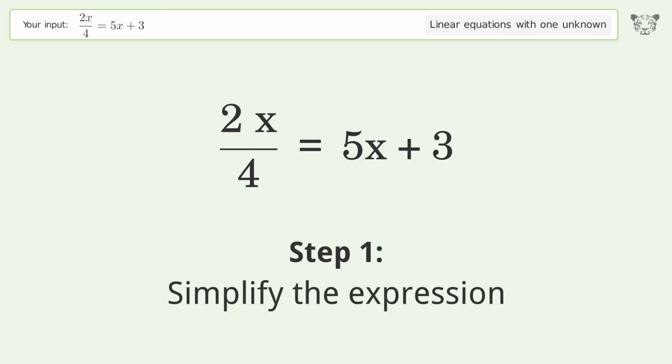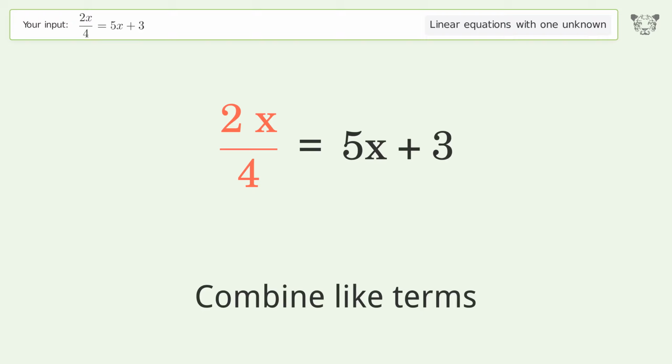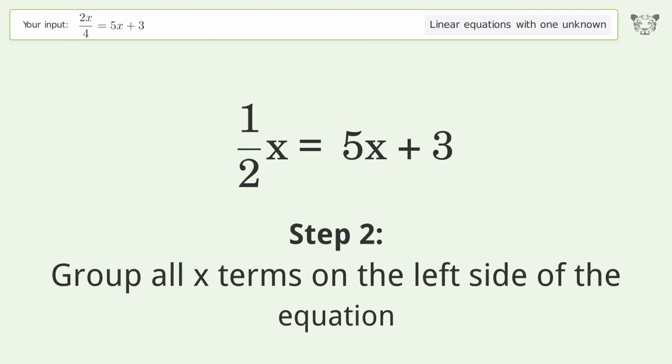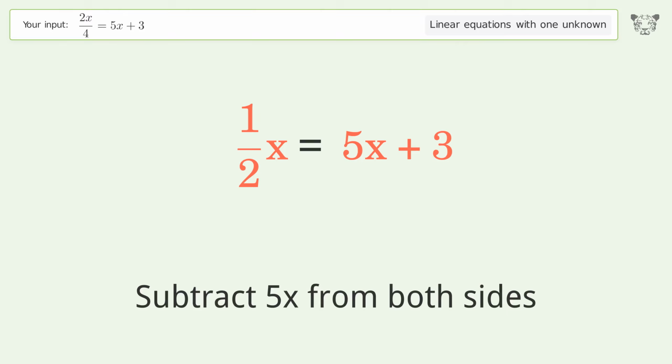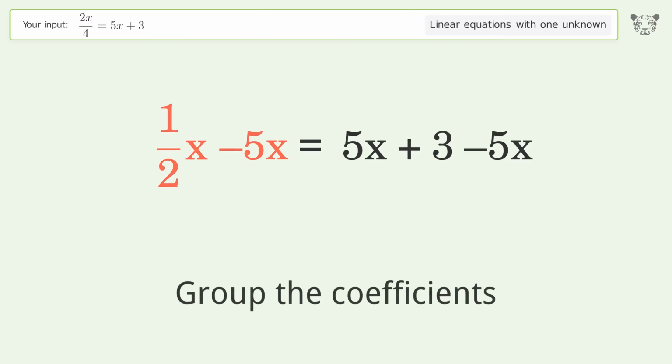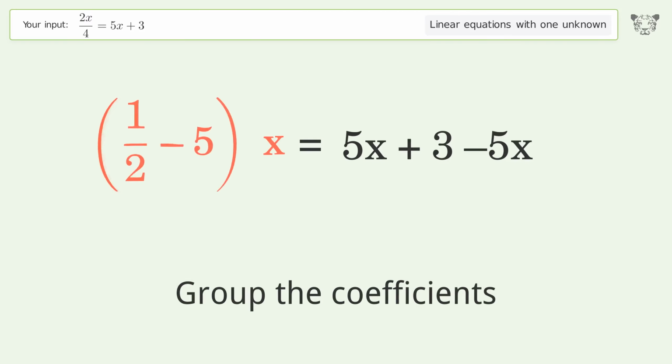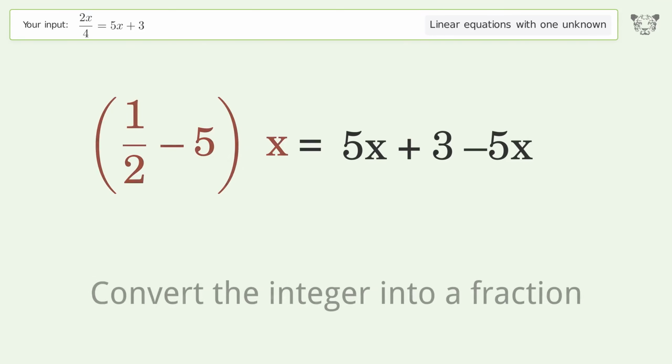Simplify the expression. Combine like terms. Group all x terms on the left side of the equation. Subtract 5x from both sides. Group the coefficients. Convert the integer into a fraction.